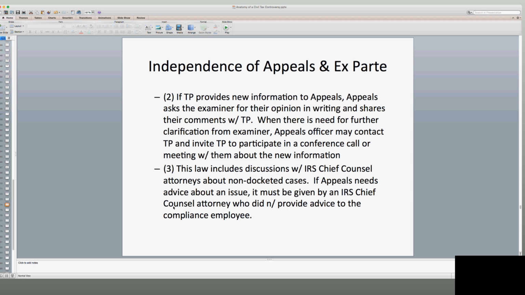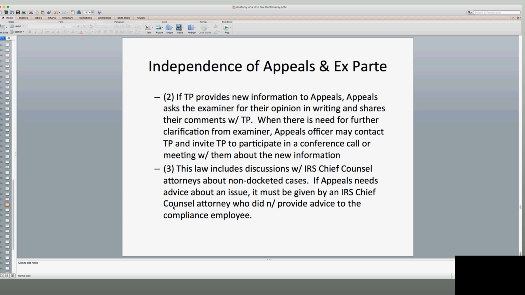If the taxpayer provides new information to appeals, appeals asks the examiner for their opinion in writing and shares their comments with the taxpayer. So any new information that's furnished to appeals will, as a matter of course, be furnished to the examiner, and the examiner will have the opportunity to weigh in. When there's need for further clarification from the examiner, the appeals officer may contact the taxpayer and invite the taxpayer, and usually it's the taxpayer's counsel, to participate in a conference call or meeting with them about the new info.